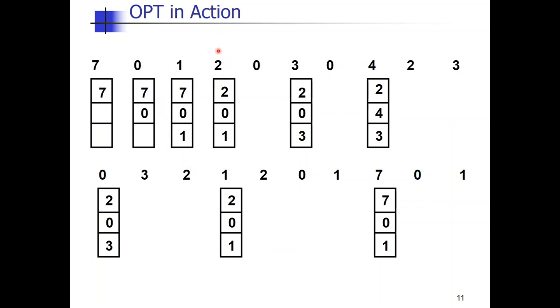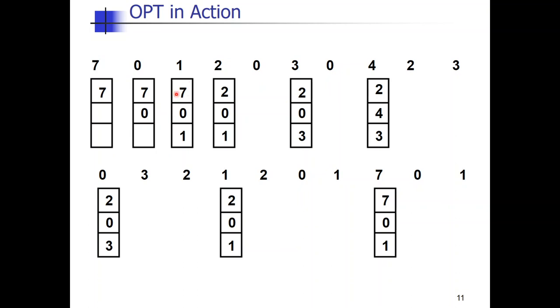So when we request for page 2, we are going to have to throw one of these 3 out. So we are going to try to look in the future and see which one is going to be referenced very, very late. So let's see, if we throw away 1, we are going to need it over here. 0, we are going to need it right here. So we should not be throwing 0.